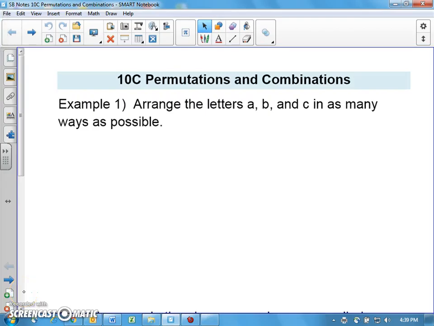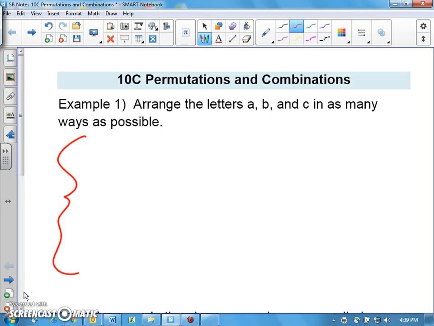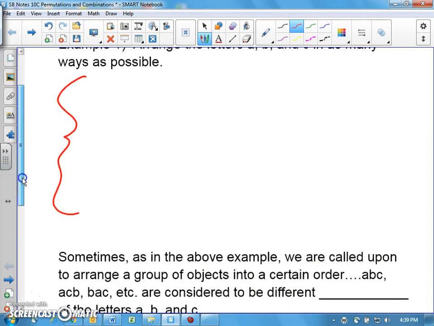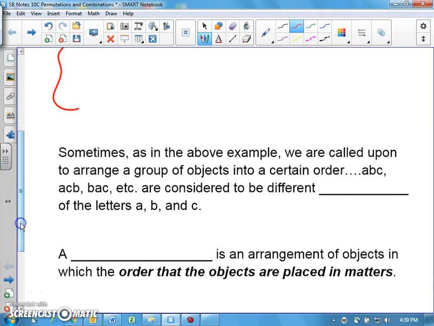Permutations and combinations. I want you to stop the video for a minute and write the letters A, B, and C in as many ways as you can. When you've finished, I want you to start the video again. If you've done this correctly, you should have a total of 6 different combinations.